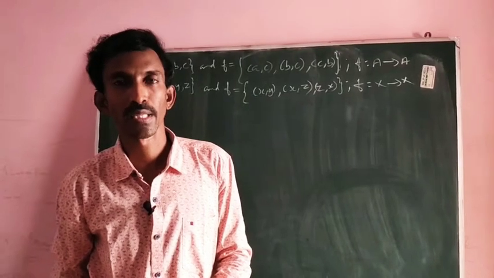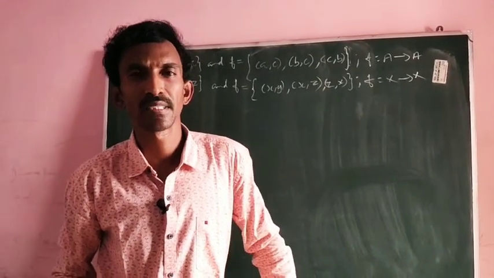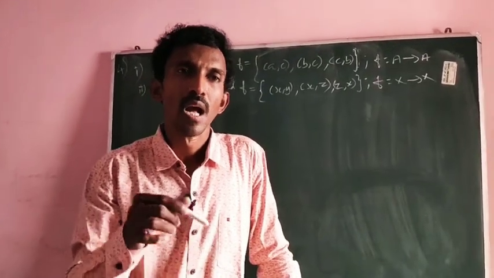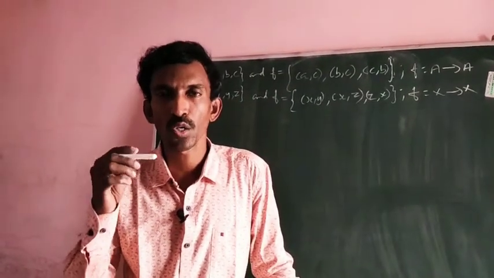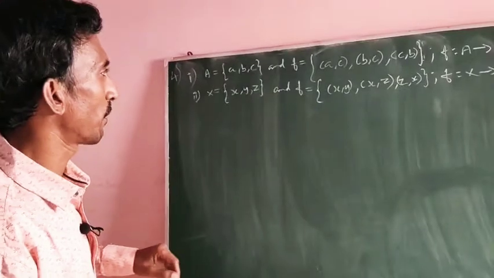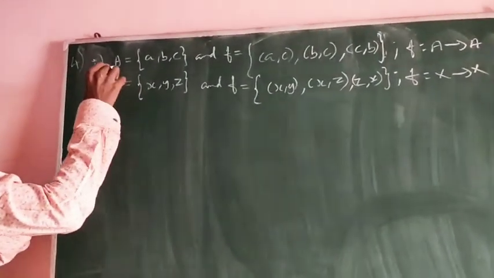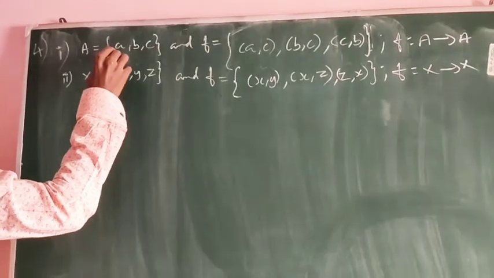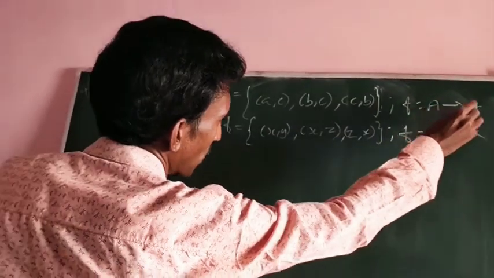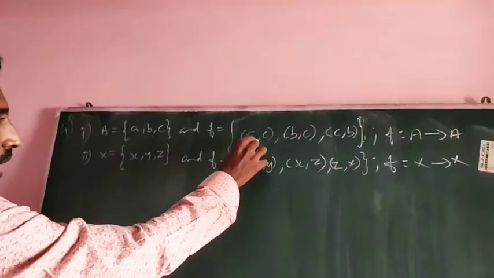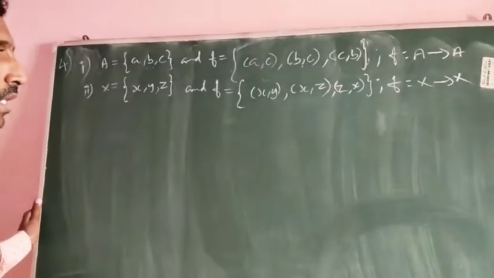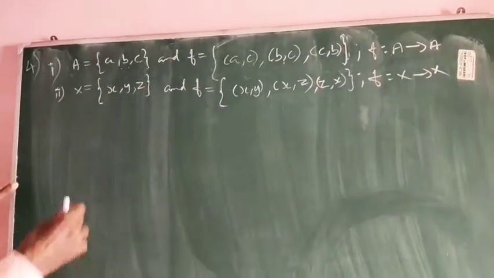Question 4 in the exercise 1.3. State whether the relations given below are functions or not. If it is a function, check their one-to-oneness and onto-ness. If it is not a function, say why. There are two subdivisions. The first one is A. The set is given as {a, b, c}, and the relation is denoted as f from A to A, and the relation is (a, c), (b, c), (c, b). A goes to c, b goes to c, c goes to b. So if we draw the diagram, we can understand easily.